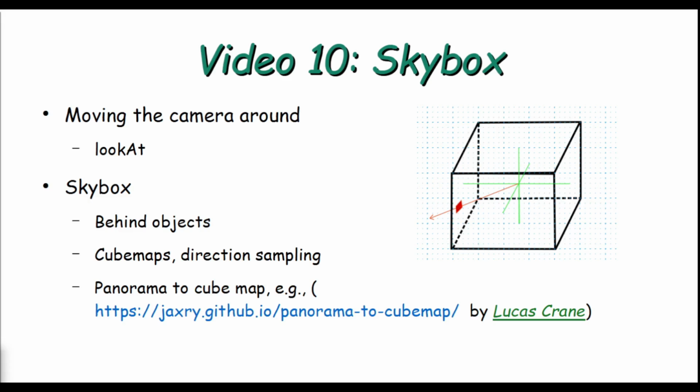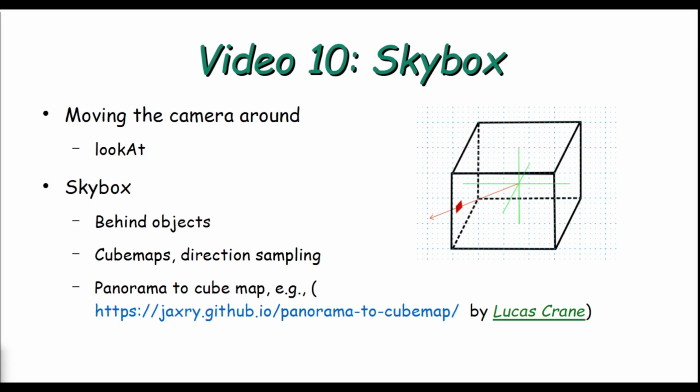This is video number 10, and in this video I will be adding a skybox to our scene. However, before I start doing that, I want to change the way we did the camera rotations. Namely, I will be using the lookAt function, as we will see later. Then I will add a skybox to our scene.